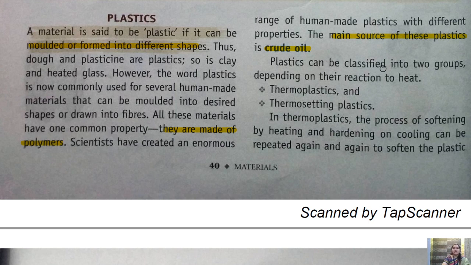Now, plastics can be classified into two groups. What are the two groups? Depending on their reaction to heat. Reaction to heat ka matlab कि जब भी हम प्लास्टिक को गर्म कर रहे हैं तो उसकी क्या प्रॉपर्टीज दिख रही हैं. Like for example, if we are heating any plastic material, is it melting, is it not melting, can we reshape it, and after cooling can it become hard, and we can again give it a new shape. So depending on these, plastics are classified into two groups. So what are those two groups? First is thermoplastic and thermosetting plastic.